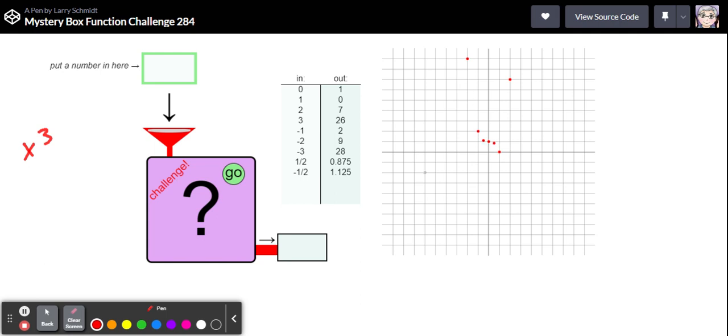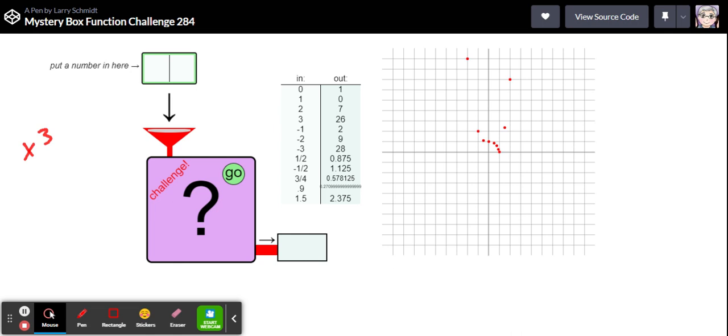I'm going to do 3/4. So it's curving down to that point. How about 0.9 even? Now right down there, and then what happens? Does it go down below and come back up? So let's do 1.5. Oh wow, so it just shoots right up. Is that a sharp turn at the bottom?